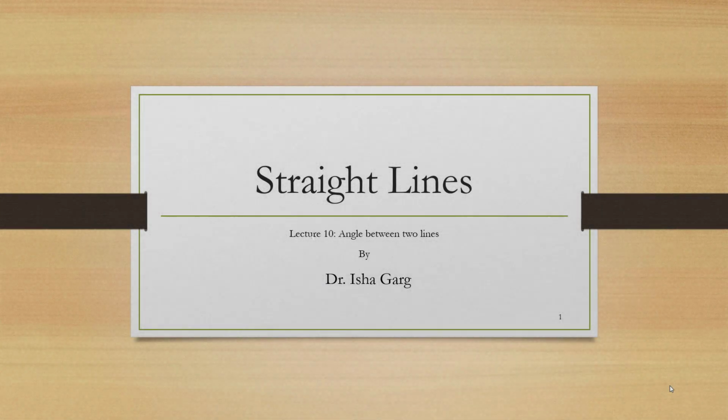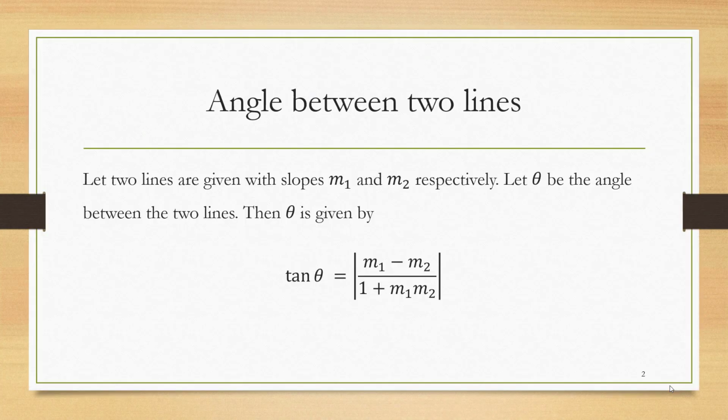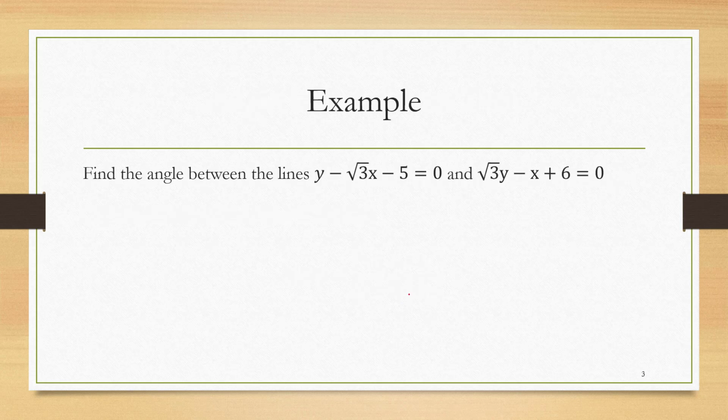In this lecture, we are going to find the angle between two straight lines. Let two lines be given with the slopes m1 and m2 respectively. Then the angle theta between the two lines is given by the relation tan theta is equal to mod of (m1 minus m2) divided by (1 plus m1 m2). Now let's see how to find it.